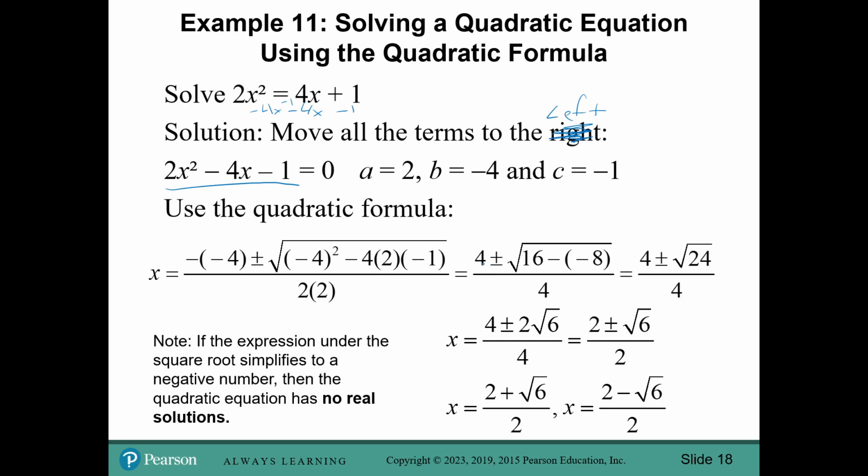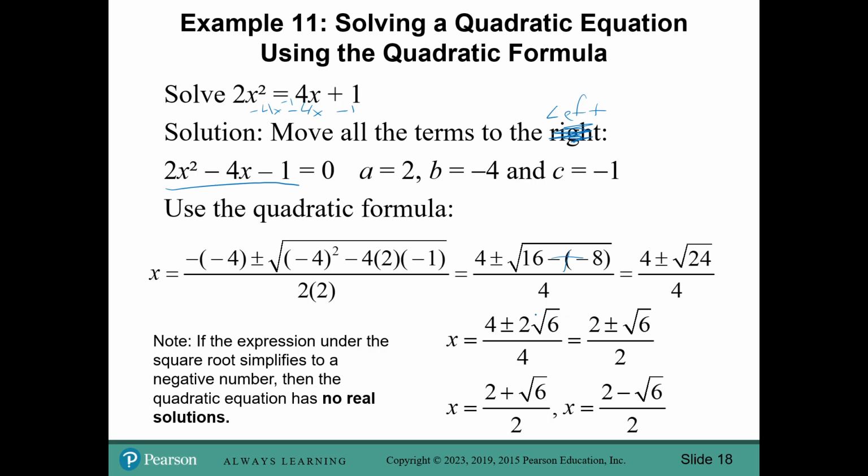Negative 4 turns into a positive 4, plus or minus the square root. Negative 4 squared turns into 16, and it's positive. That's the reason I told you to make sure your negatives are in your parentheses. Minus, okay, if I do 4 times 2 times negative 1, that does give me negative 8. That minus turns essentially into a plus here. So I'm looking at 16 plus 8. That's where I get the 24 from. So I get 4 plus or minus the square root of 24 over 4. That 4 on the bottom is 2 times 2. X equals 4 plus or minus.